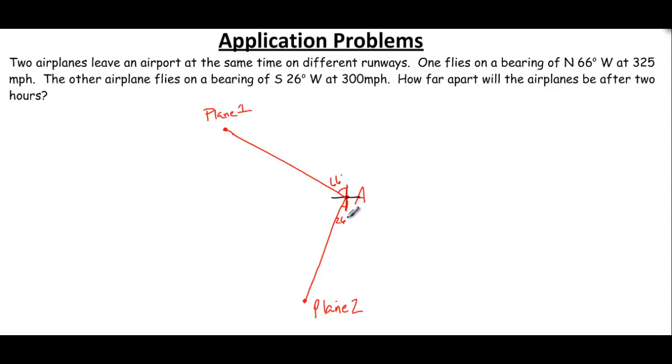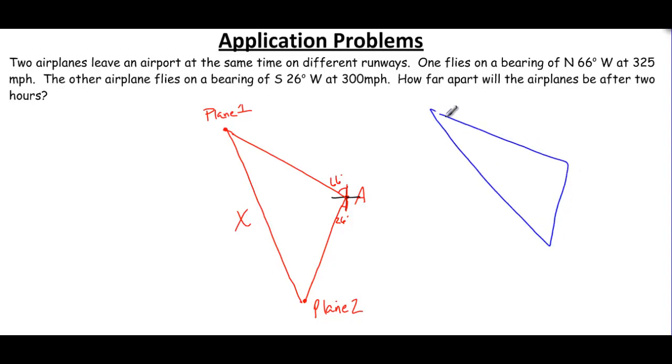I want to know how far apart they're going to be, so this distance right here is what I'm looking for. Now that I have this, I'm going to draw my triangle off to the side to make it a little bit easier, only the parts I care about. So here's my A. I'm going to say maybe plane 1 is B, and plane 2 is C. I know this is X, but I don't know anything inside the triangle.